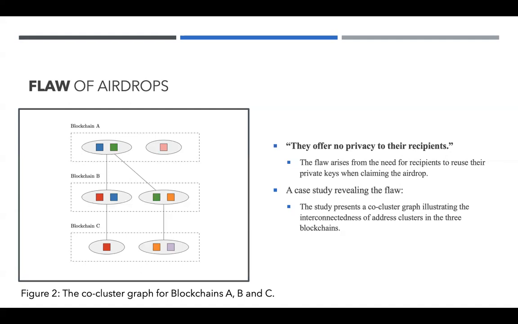The results vividly demonstrate the profound impact of address clustering, unveiling how participants unknowingly disclose ownership information about their addresses on one blockchain through their activities on another. This research uncovers the unintended information leakage caused by airdrops, exposing recipient privacy and emphasizing the significance of addressing this privacy flaw to ensure the confidentiality of individuals' blockchain activities.